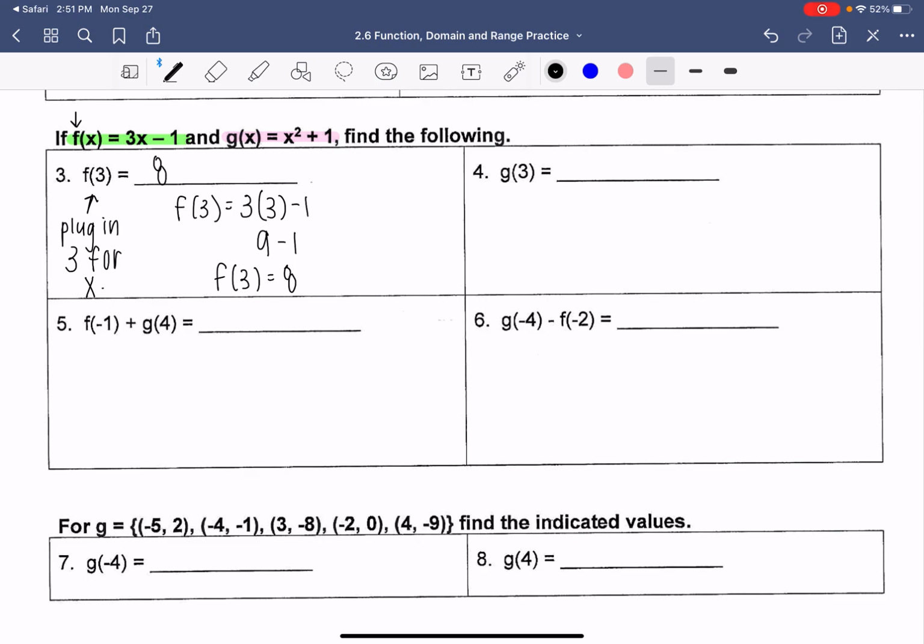So 8 will be your answer. And if we wanted to make an ordered pair for this, it would be 3 comma 8. But we didn't have to. We just had to find what the actual y value was for this one.